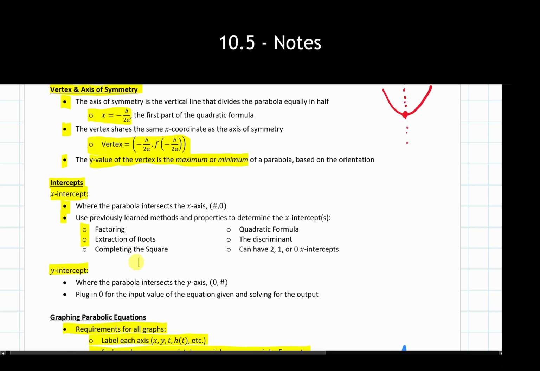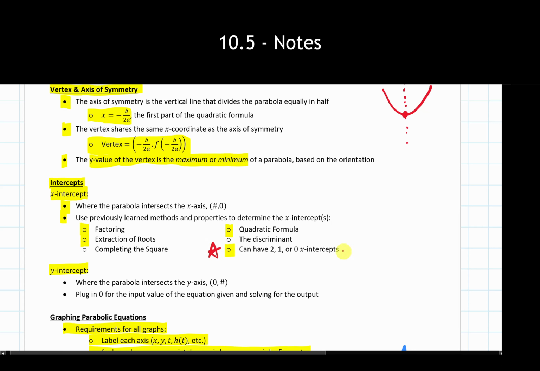Completing the square, it's not bad, but I find that it takes a bit longer than some of these other methods. And if all else fails, you're unsure of what to do, get everything into standard form and then just use the quadratic formula. That will always tell you the number of x-intercepts that you have and what they are. Now, to that point of the number of x-intercepts that we have, this is a thing that gets a lot of people with these problems.